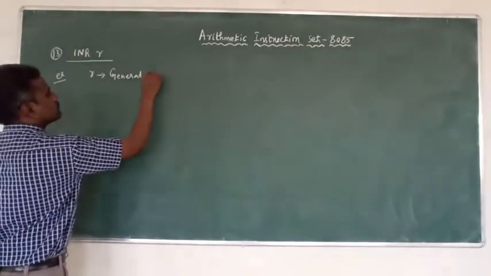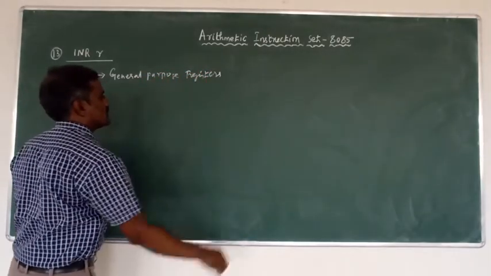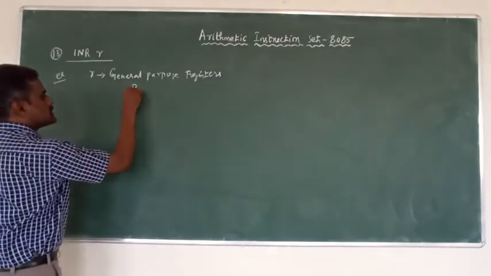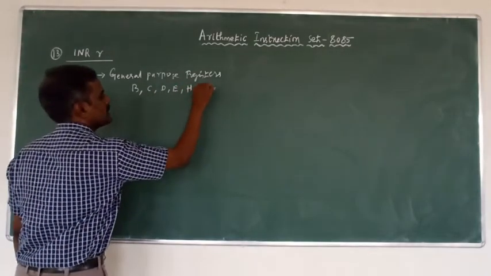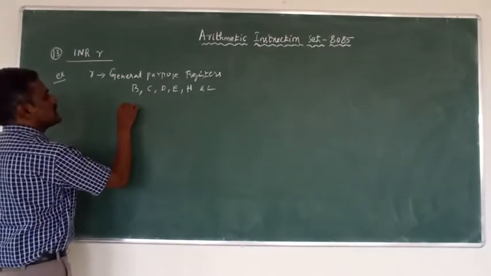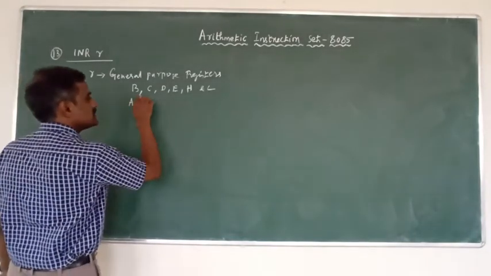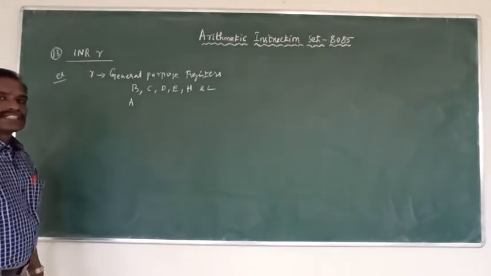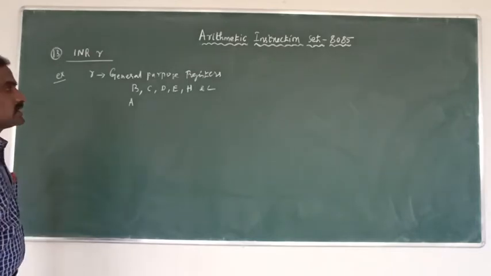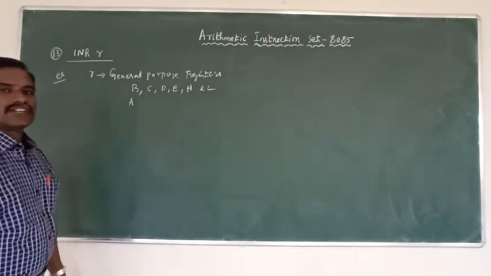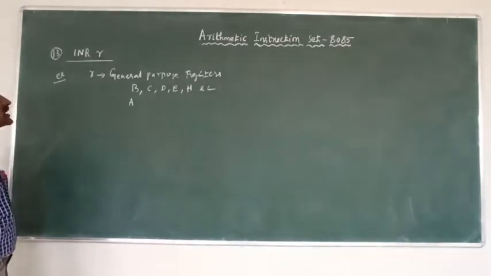What are the general purpose registers? B, C, D, E, H and L, and the accumulator also. Total 6 general purpose registers and the accumulator. All the 7 registers are 8-bit registers.